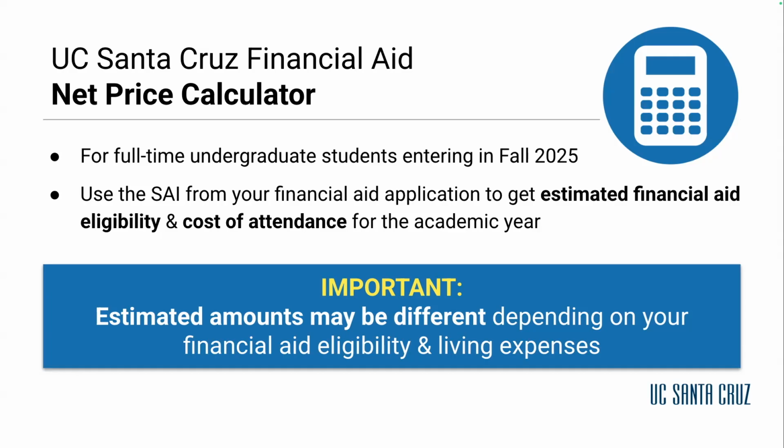Use the SAI from your financial aid application to get estimated financial aid eligibility and cost of attendance for the full academic year. It's important to remember that estimated amounts produced by the calculator are not necessarily the amounts you'll pay or the amount of financial aid you could be eligible to receive. However, estimates from the net price calculator may give you a better understanding of college expenses and the funds you'll need to pay for them. Of course, if you have questions about the calculator or your financial aid eligibility, contact UCSC's Financial Aid and Scholarships Office.